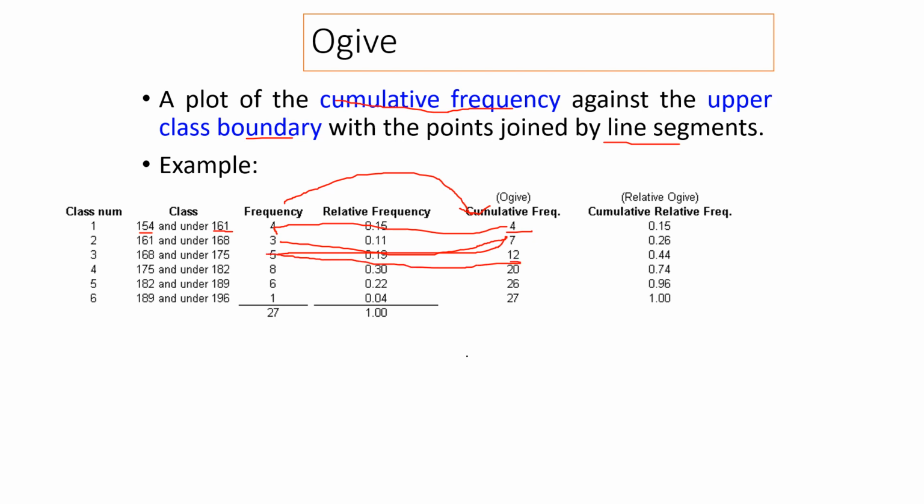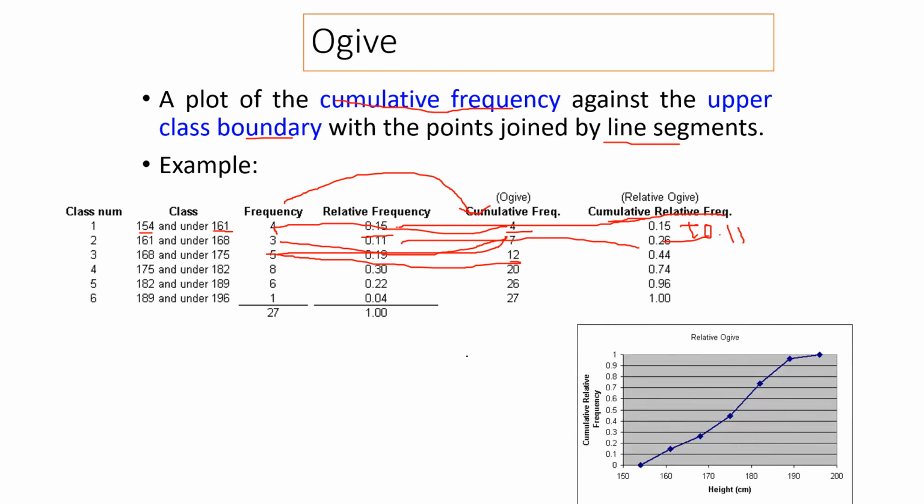So the rest. Relative frequency, I think you already know how to calculate. Cumulative frequency also, we calculate this one and then times this, and you get this value. This means 0.01 plus 0.11, you get 0.26. So then we get the relative OGIVE. Okay, you plot the graph based on these values. This is the relative OGIVE.